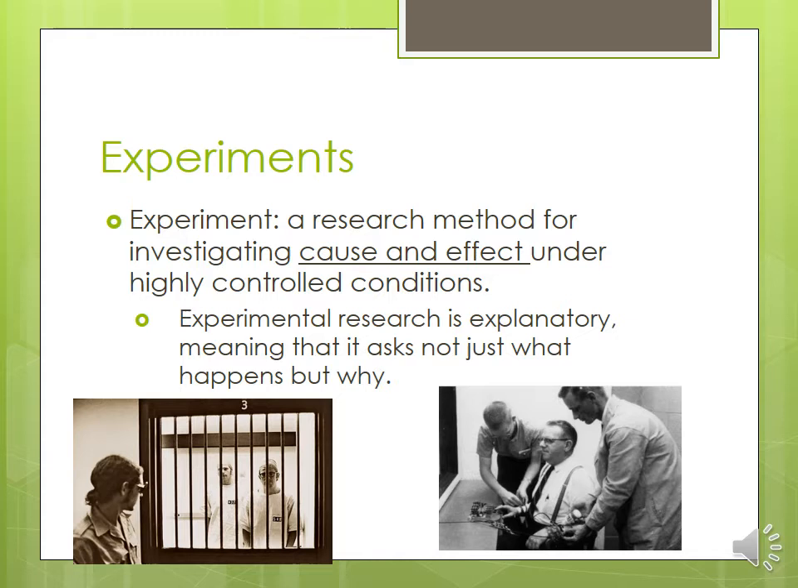Experiments are going to be the only form of research that allows you to make a cause and effect statement. The reason for this is because you put people in highly controlled conditions and you try to eliminate any of the confounding variables or biases that might exist in those situations. Experimental research is explanatory. It doesn't ask just what happened, but it also can try to answer why it happened. Again, giving you cause and effect.